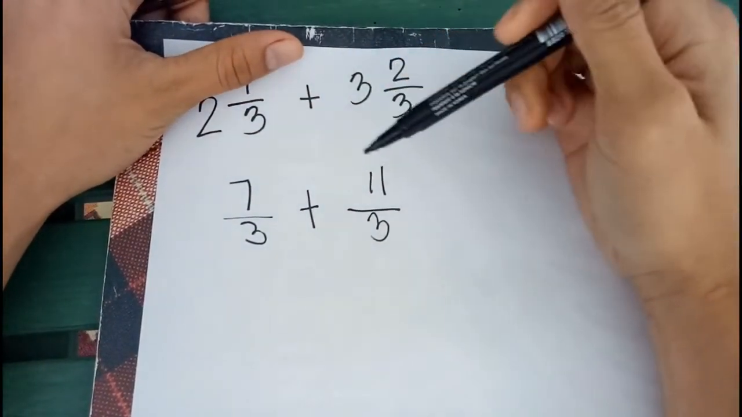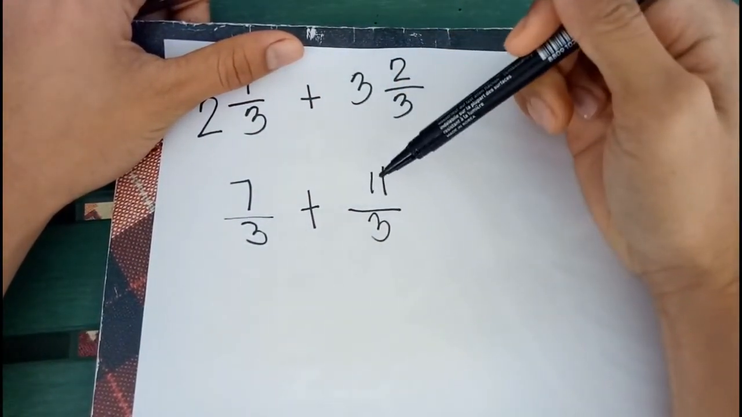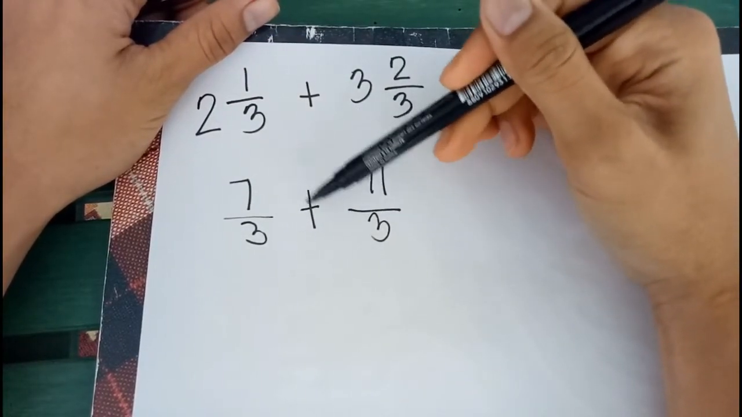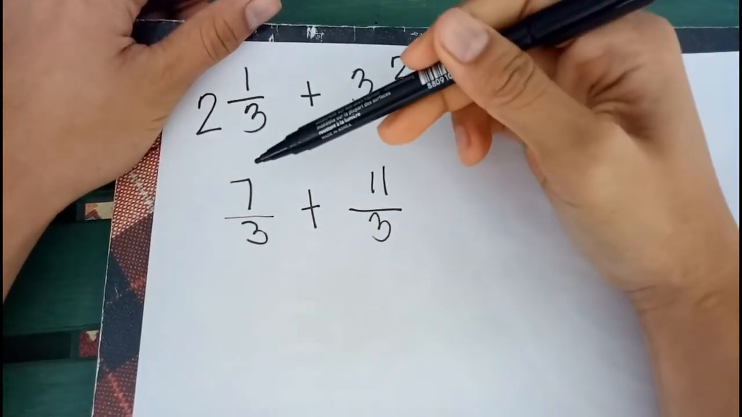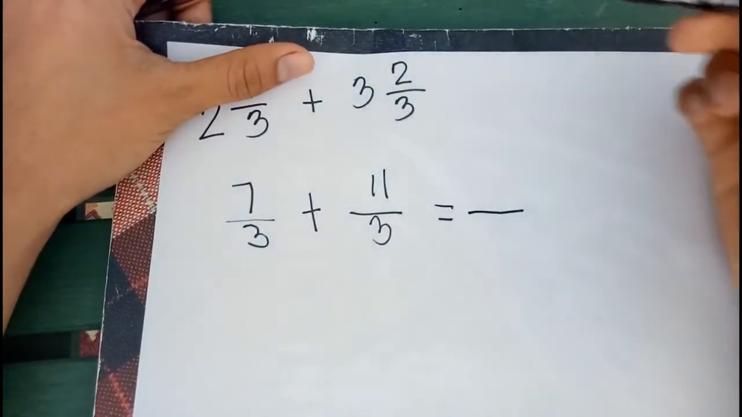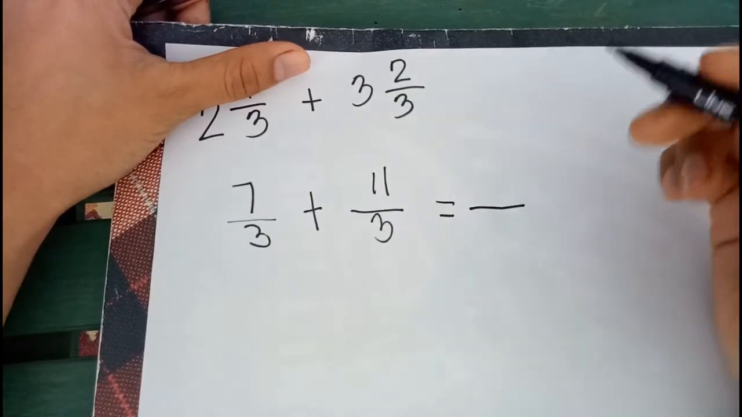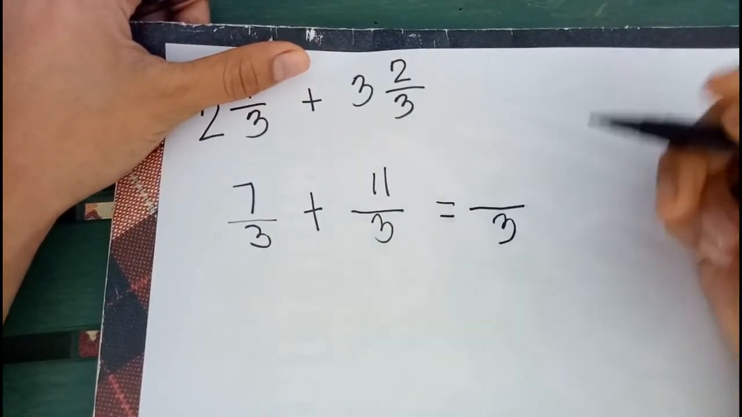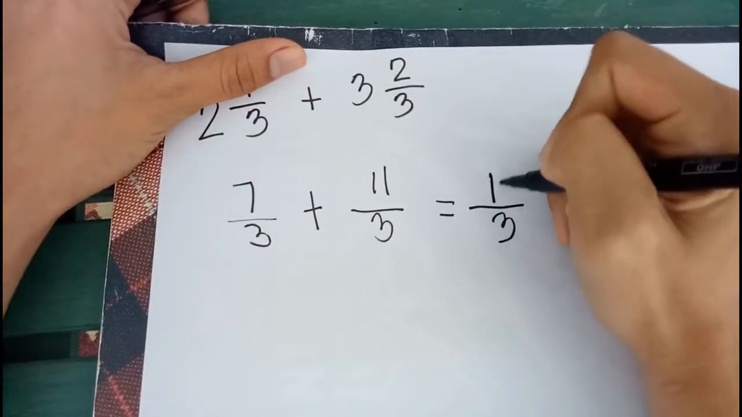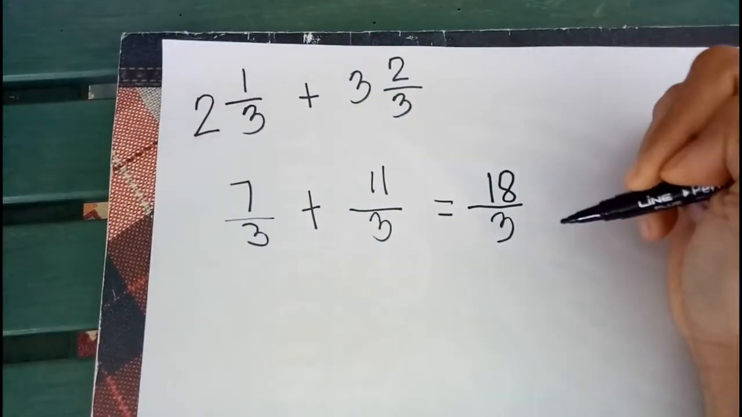You just add or subtract the numerators. In this example we are going to add because the sign we have here is plus. So we are going to add the numerators. For the denominators we are still going to copy them. So it's 3. Copy 3. Now 7 plus 11 equals 18. Now we have 18 here.